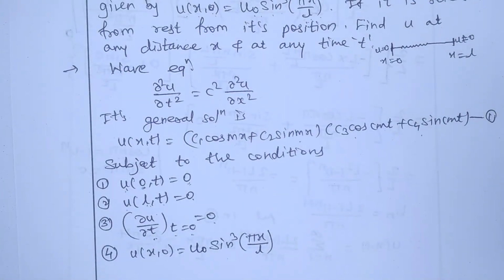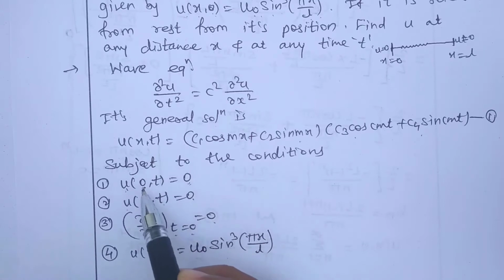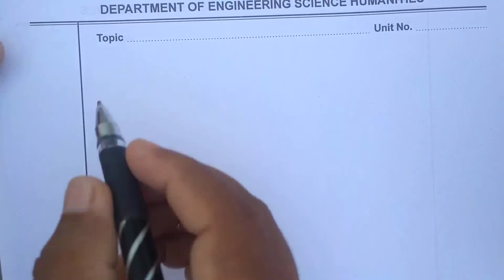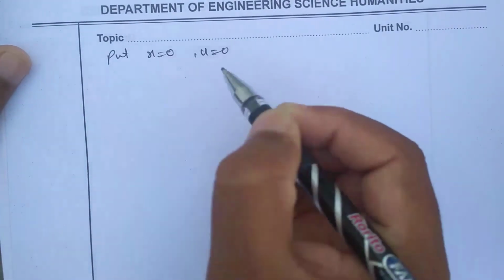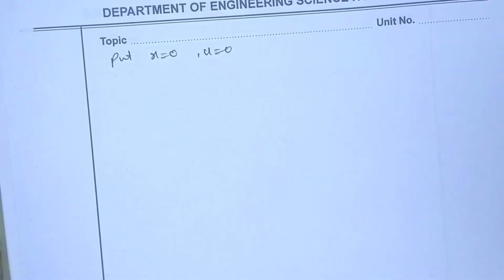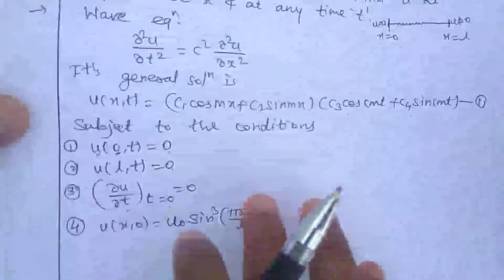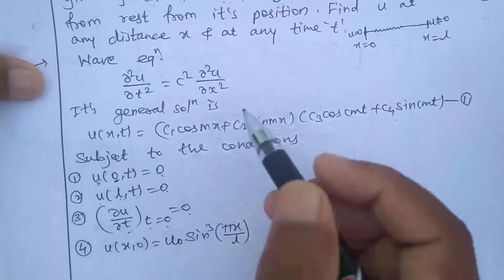Okay, so let's start with the first condition. In the first condition, we have given the value of x is 0, so we will get u is equal to 0. So in equation number 1, put x is equal to 0. This gives u is equal to 0. See, this is our equation number 1.